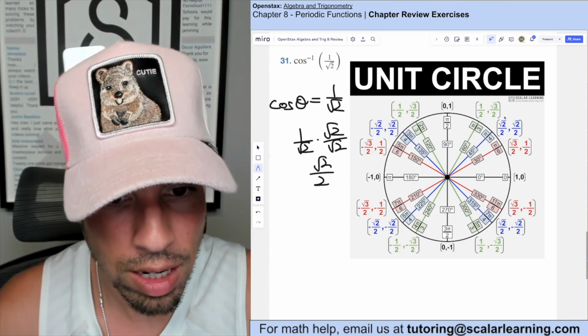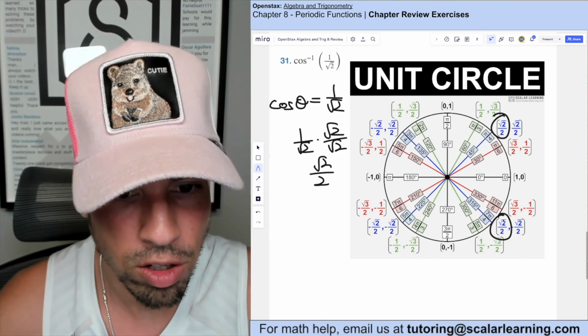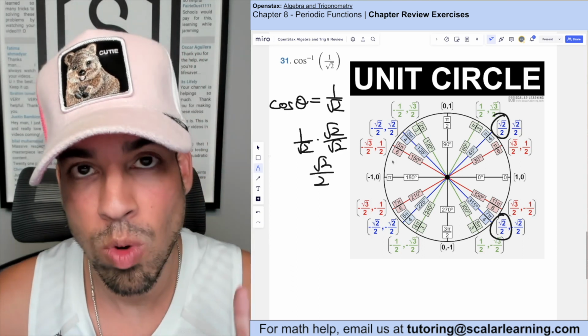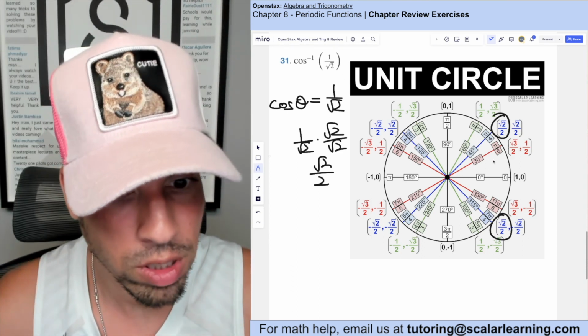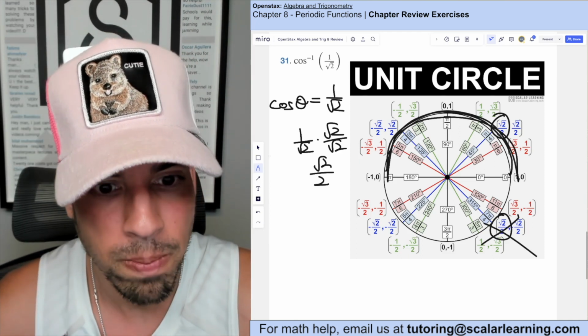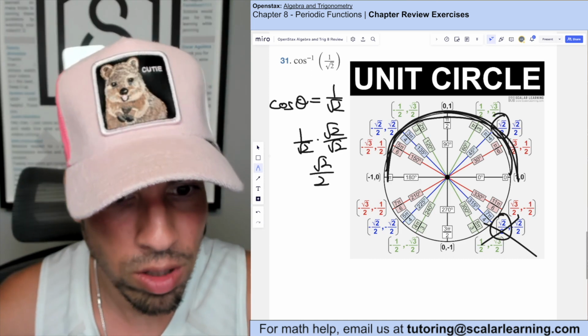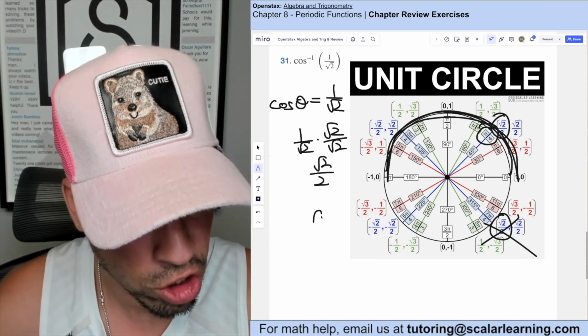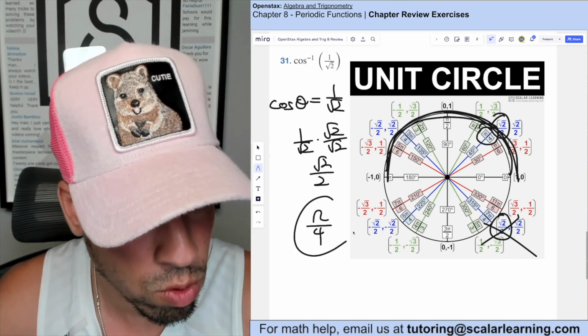And this I do see. I see it here, and I see it here. But again, we have to keep in mind what is the range of arc cosine, and that's from 0 to pi. So it's only values up here, not down here. So my only viable answer is this angle in radians, which is pi over 4. So pi over 4, boom, done.